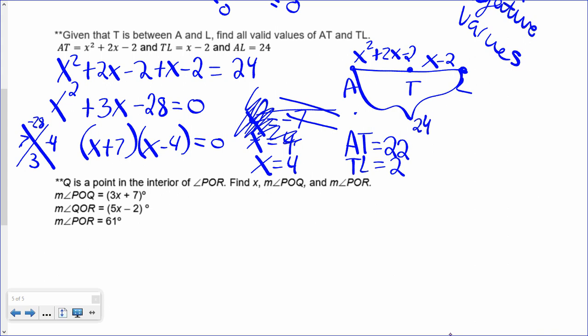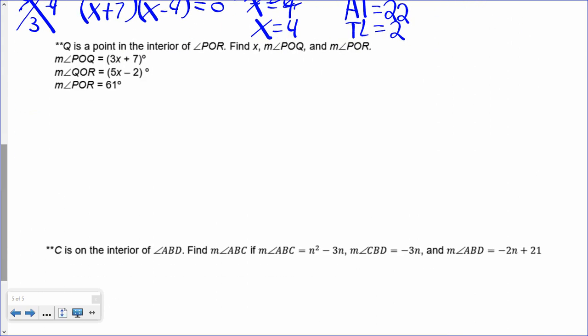Okay. What about this next one? It doesn't involve factoring, don't worry. But I do need you guys to draw the picture correctly. It says Q is a point in the interior of angle POR. How would I draw that?